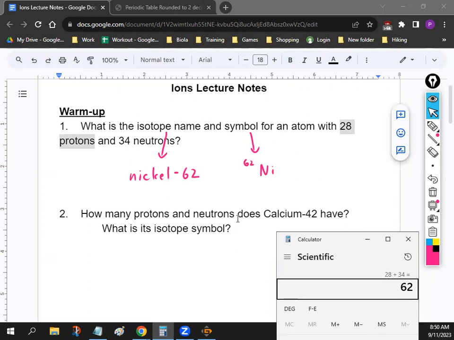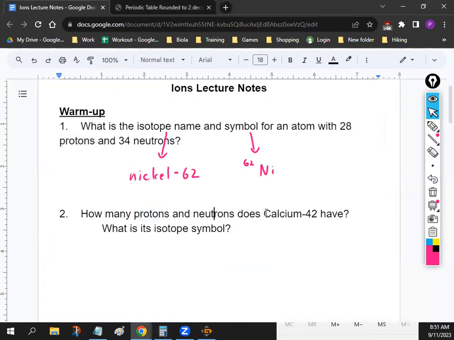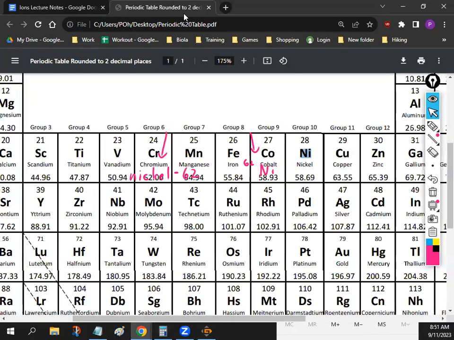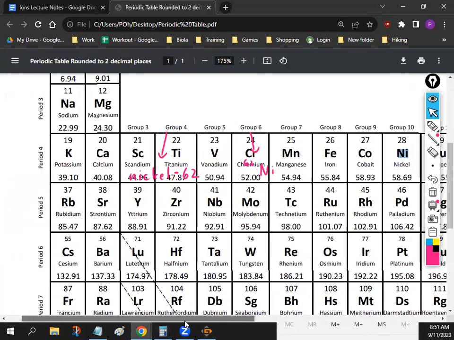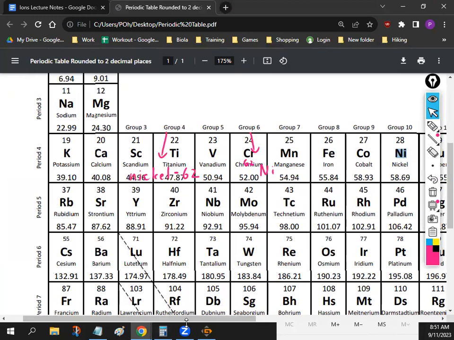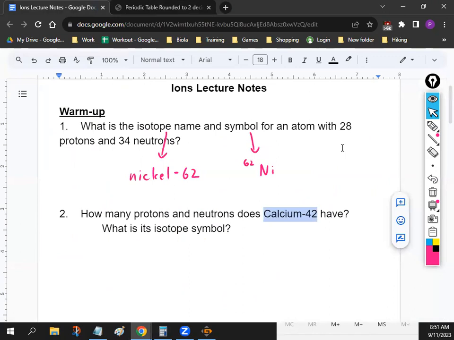All right, for the next one, we're looking at the protons and neutrons for calcium 42. So since it's calcium, it's always going to have the same number of protons. So we just go to the left. And how many protons does calcium have? Yeah, 20. So just write the number on the top. Okay, so calcium is going to have 20 protons.